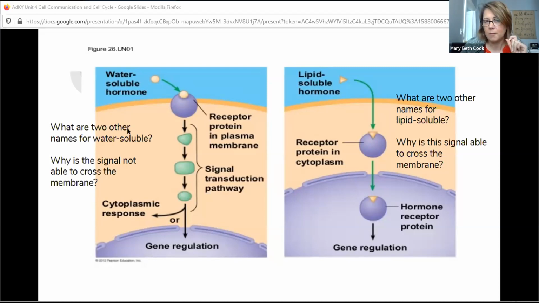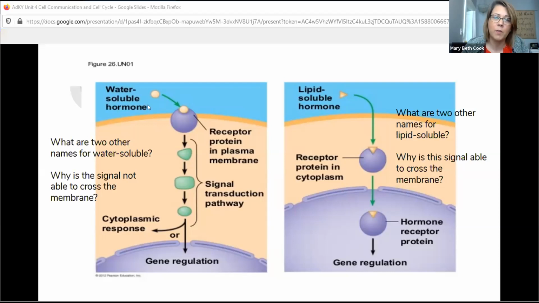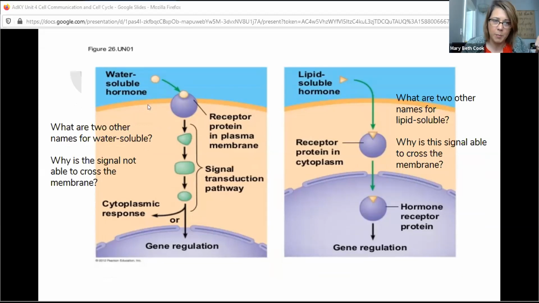So why is this signal not able to cross the membrane? We talked about the phospholipid bilayer. Phospholipids belong to our lipid category, and we talked about properties of that phospholipid that allowed it to be a good component of the cell membrane. Can you tell me why this polar molecule can't cross the membrane? Go back to chat and see if you can give me a quick answer for that.